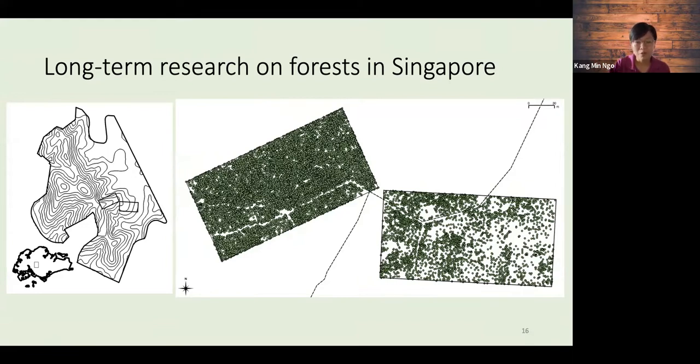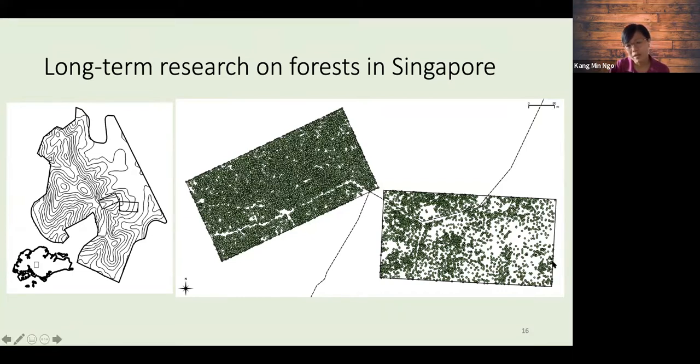And the picture on the right shows our research plots. So this rectangle on the left is the primary forest plot. Every dot in these two rectangles represents one tree. So we are monitoring about 12,000 trees in the primary forest plot, which is the rectangle on the left.